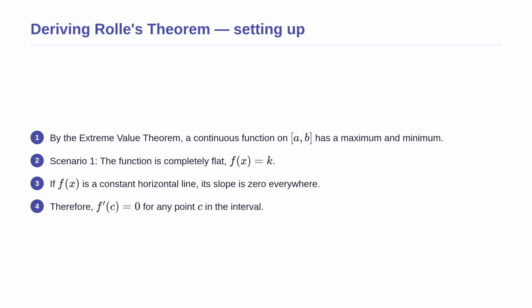The first scenario is that the function is completely flat everywhere, like a straight horizontal line. In this case, the slope is 0 at every single point. The theorem is instantly proven for this simple case.